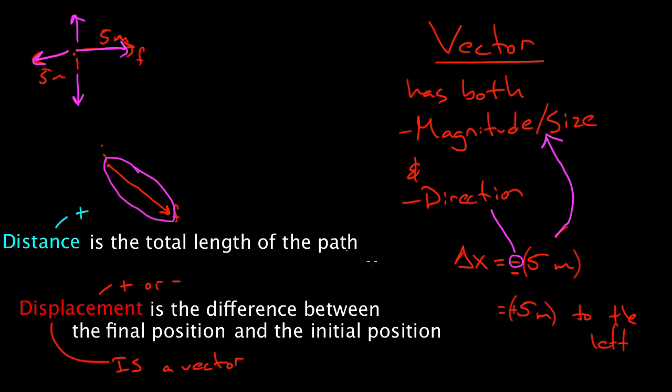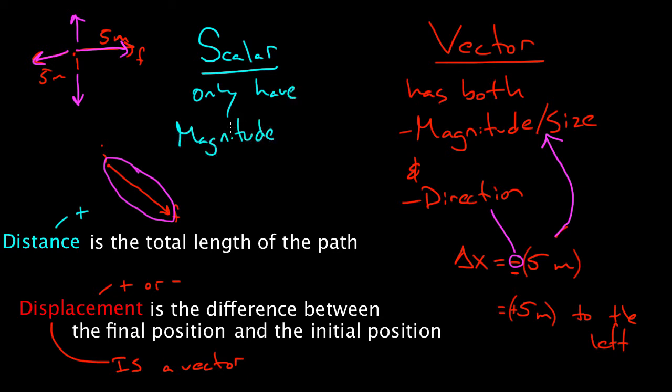Distance is not a vector. You know what we call things that aren't vectors? We gave it a special name. It's called a scalar. Scalars are things that are not vectors. They don't have both magnitude and direction. They only have what? Magnitude. They only have a size.